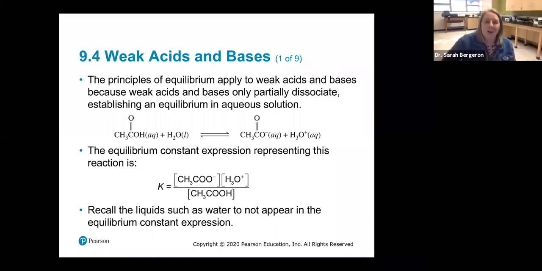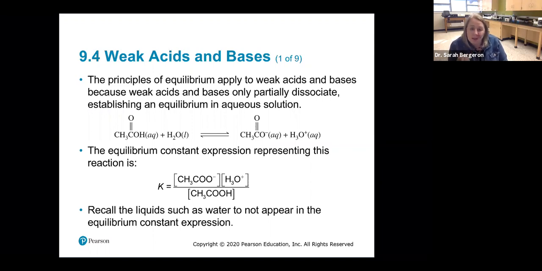All right, so we are on chapter 9, section 4, and we're going to talk in a little more detail about weak acids and bases. Remember, weak acids and bases are those that don't dissociate 100% in solution. And just like we were able to find a K value for an acid-base reaction with a strong acid or a strong base, we can do the same thing for a weak acid or a weak base.